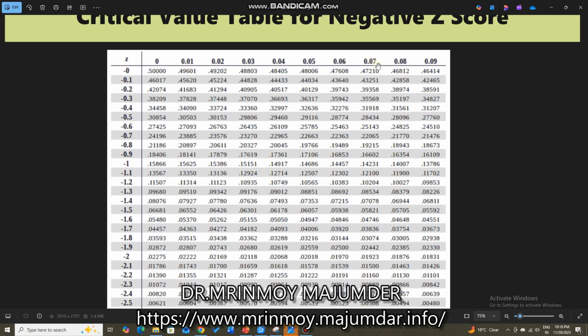It is 0.07. Header of the row, minus 0. So you just add minus 0 plus 0.07. So it will come as minus 0 plus 0.07. It will come around 0.07 in the negative, right?